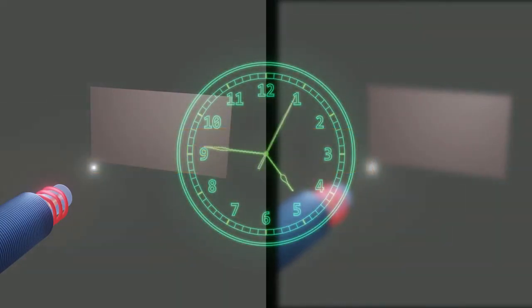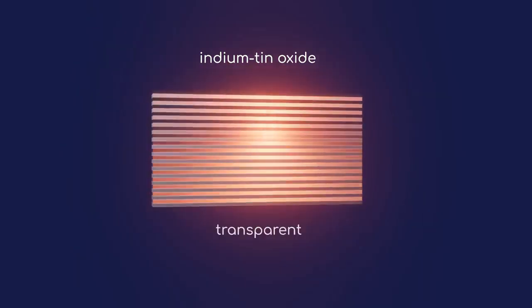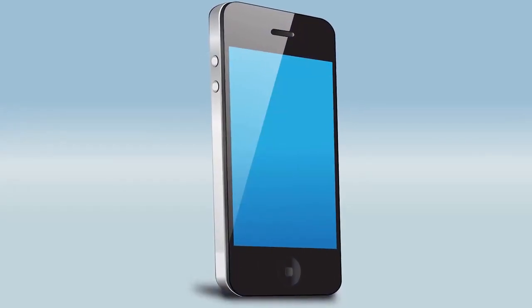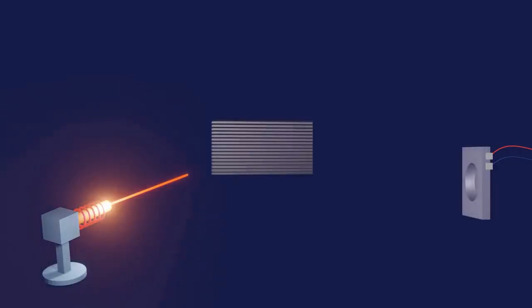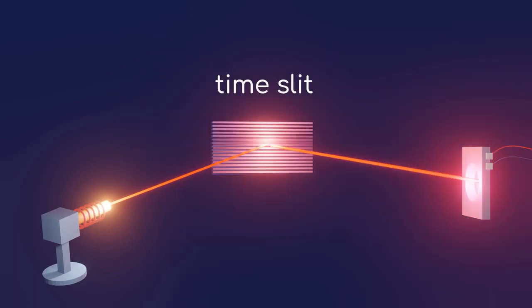The way they did this was simple. They took a transparent material called indium-tin-oxide that, under specific conditions, can be made to be reflective. Indium-tin-oxide is the stuff they use in most mobile phone screens. They fired a laser at it, and then rapidly changed the material from transparent to reflective and then back again. This left only a slim window, a few femtoseconds, where the laser was reflected. They called this a time slit.